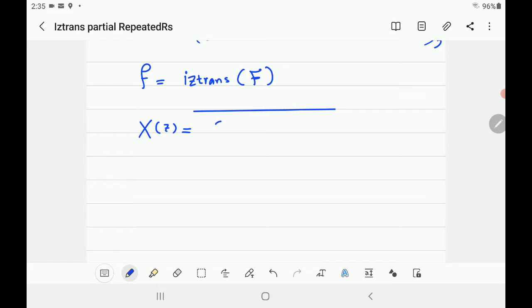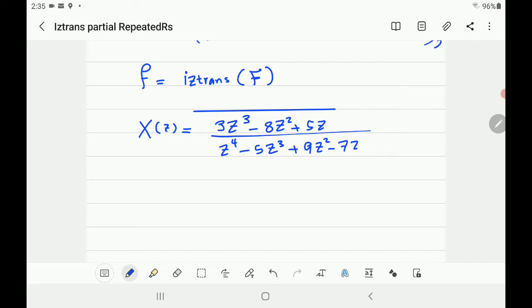It's equal to 3 z to the power 3 minus 8 z squared plus 5z divided by, I'm just writing the same expression we started the problem with. I'll show you how to find the residue of the partial fraction: z squared minus 7z plus 2. Now, I know that I'm going to find the partial fraction constants C, K1, K2, K3 in the problem.